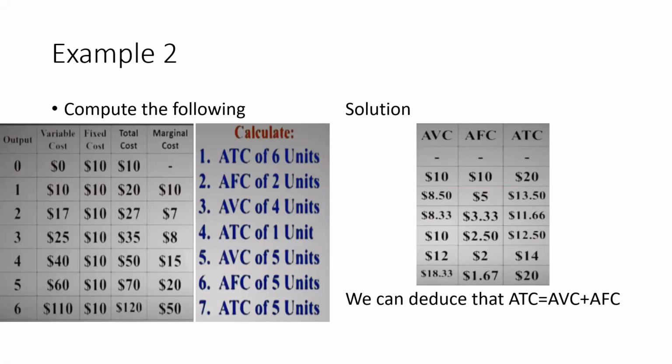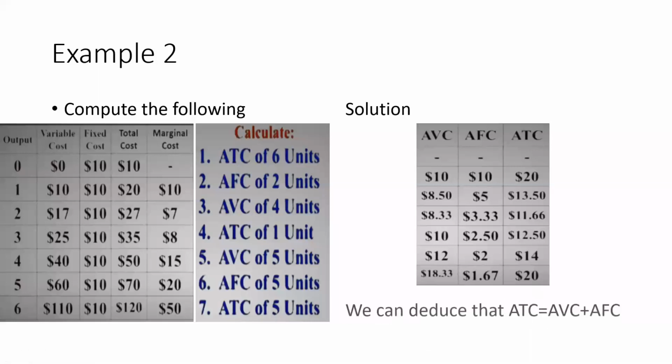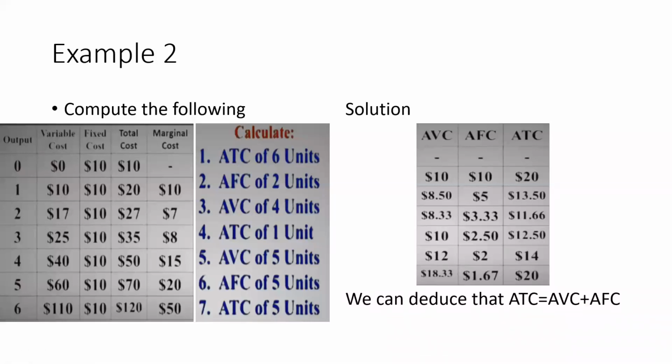So we can deduce from the table that the average total cost is equal to average variable cost plus average fixed cost. For the second column, we have 10 plus 10, that's 20. For the third row, average variable cost plus average fixed cost is 8.50 plus 5, and that's 13.5. So if you do that to the last line, you should get AVC plus AFC equals ATC. So can we go on? Yes, sir, you can go on. Okay.